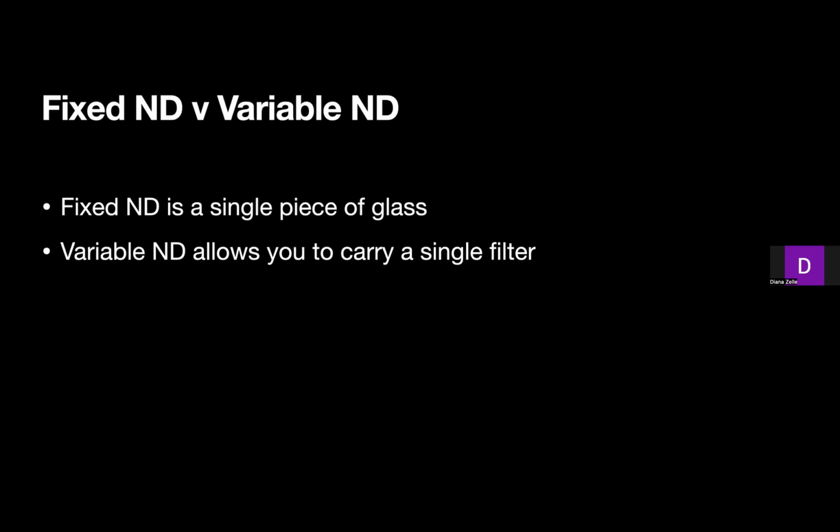Variables aren't a single layer of glass, and one variable costs more than one single, right? The variables literally turn and change. Okay, so if I don't know what value I need, the variable ND can be a good investment because then I can literally turn it and dial in the amount of neutral density I'm looking for. It allows you to carry a single filter.